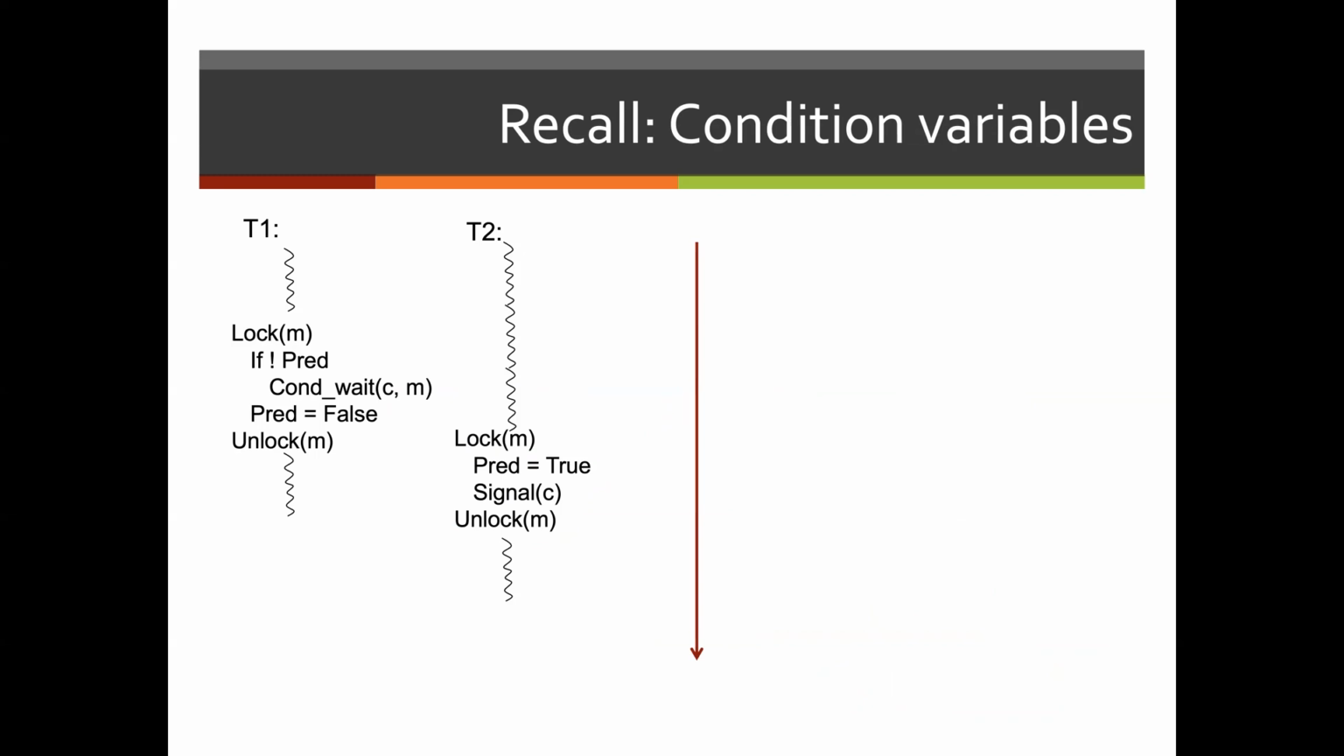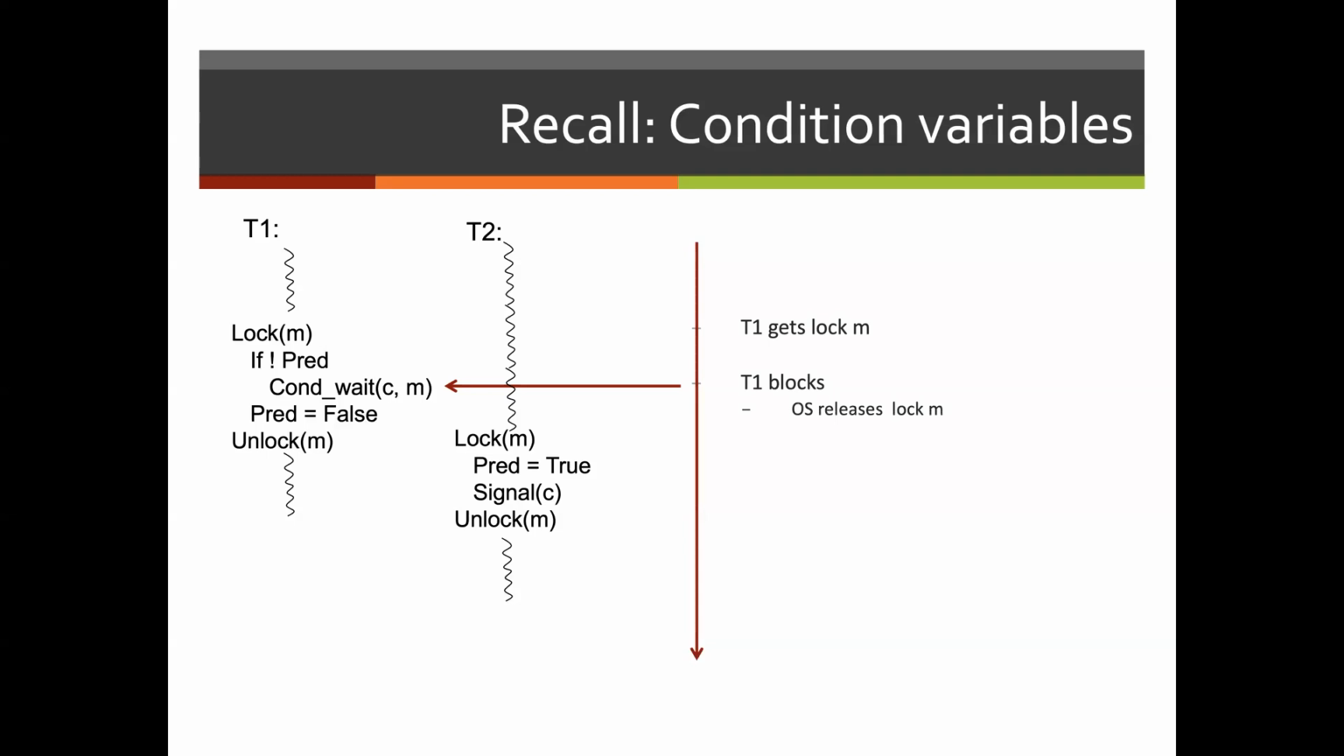And so let's recall our condition variables for T1 and T2. We have our lock, and if not, we'll have our condition wait, and then our predicate is set to false, and then it will unlock. And then with T2, it'll send the signal if it's true, and then it'll unlock. So T1 gets the lock M. T1 then with condition wait will block.